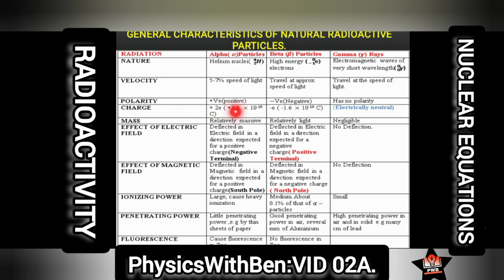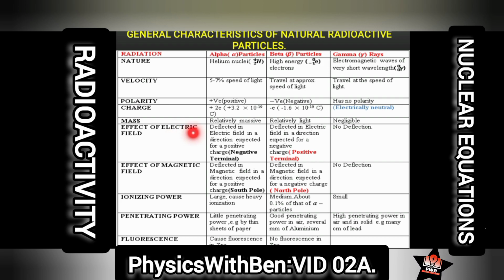The charge of the alpha particle is 2 electrons, and 1 electron is equivalent to 1.6 × 10^-19 coulomb. And so 2 of that, 2 multiplied by this figure, will give us this figure here. The mass of the alpha particle is relatively massive.